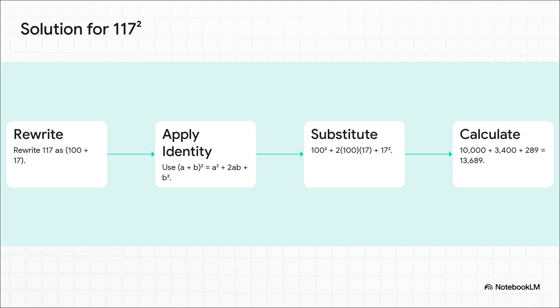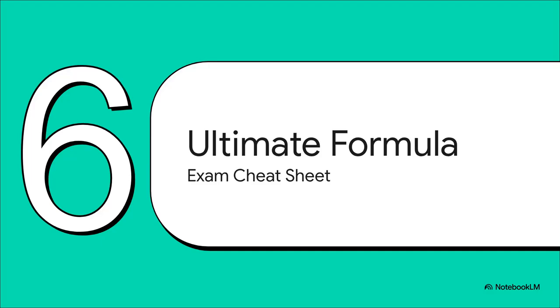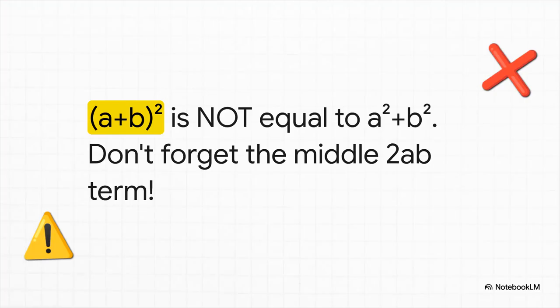This is exactly why we use identities in real life, guys. It makes mental math so much faster and way less prone to simple errors. And finally, part 6, the ultimate exam formula sheet. We are in the home stretch here. But before I give you your final study tool, I have to issue a massive warning about the single most common trap students fall into.